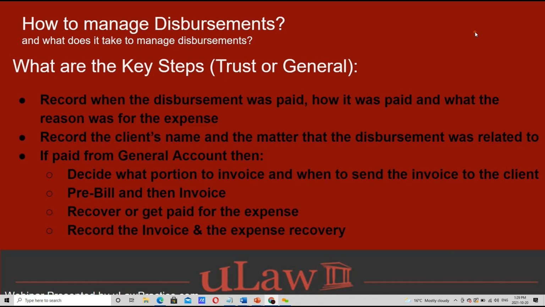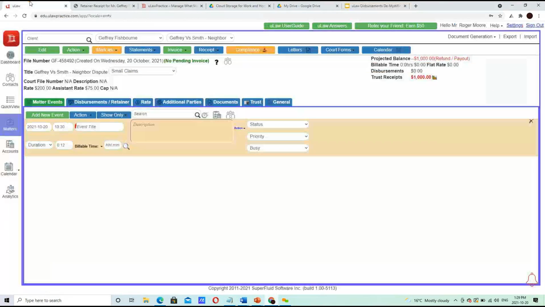And the key step as we talk about disbursements is being able to record it in time. When was it paid? How was it paid? And the reason for the expense: application fee, court fee, fax, whatever it may be. The specific client and matter information. And then which financial bank account did you use to pay for this? Okay? So let me show you an example.